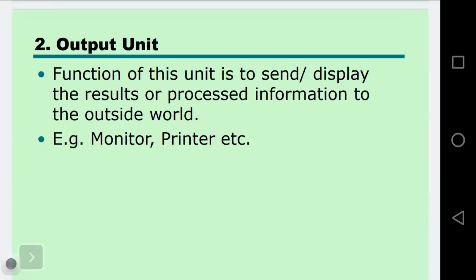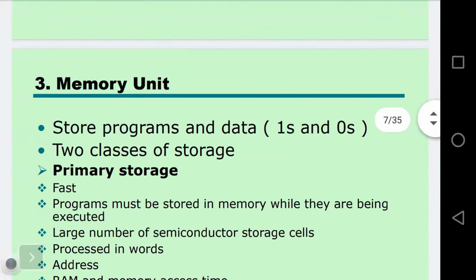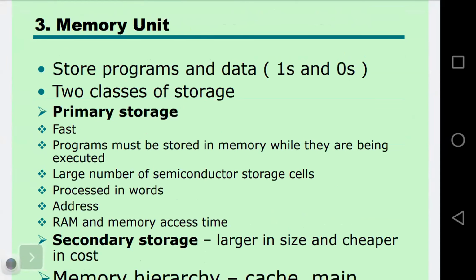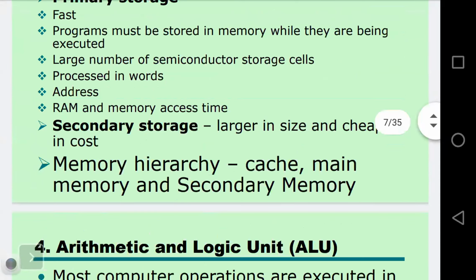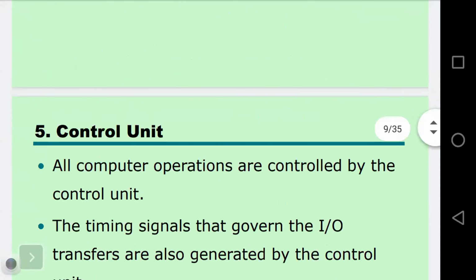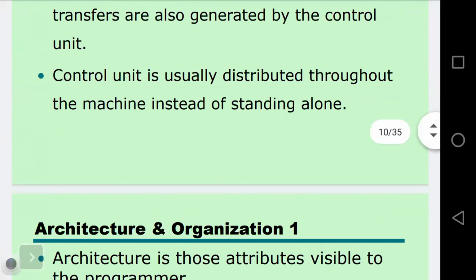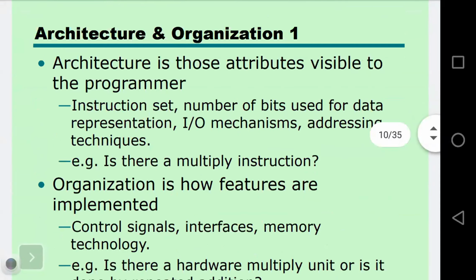We discussed the output unit, in which the monitor and printer come. In the memory unit, we saw there is a primary memory and a secondary memory. The arithmetic logic unit, whose short form is ALU, processes your data. And to control all these different components, the control unit is there. So yesterday we discussed the first topic, which is very simple.